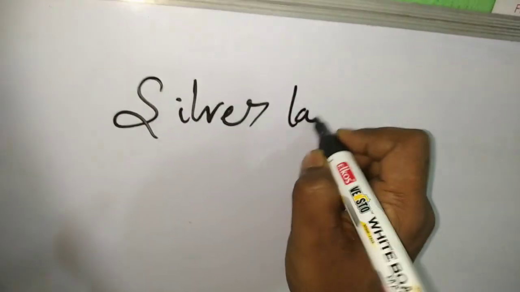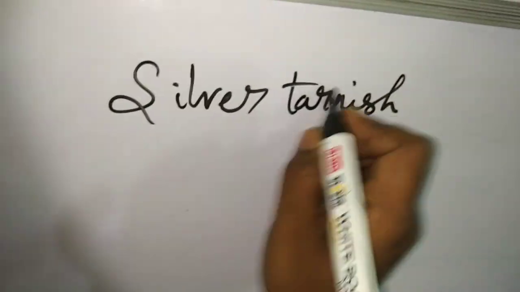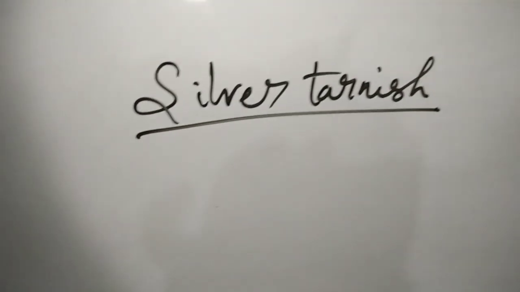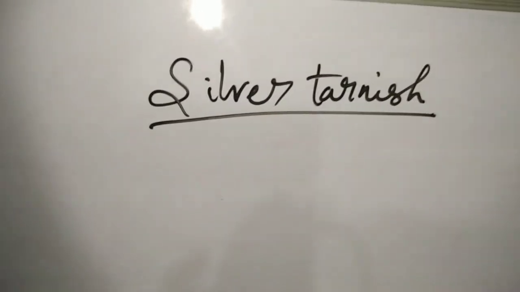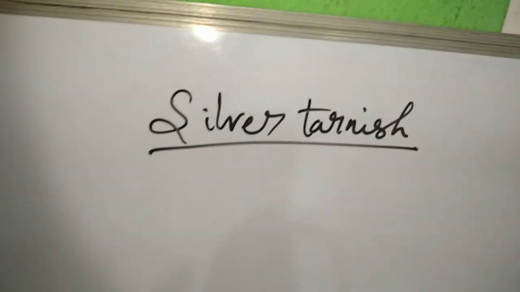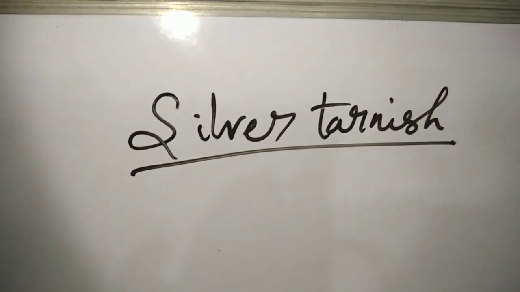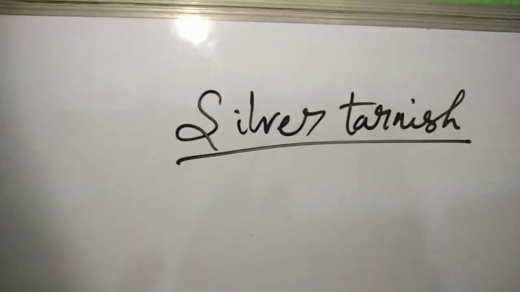silver tarnish. Now what does the word tarnish mean? Tarnish is a layer of corrosion formed over the metals. Okay students, showing you with the help of an example only. Let's see.